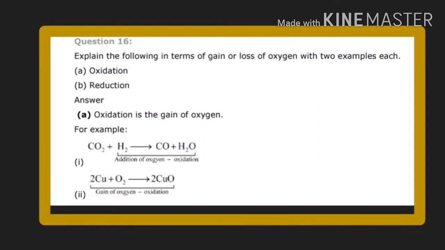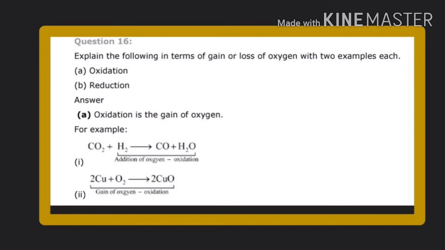Now see, for example, CO2 plus H2 gives CO plus H2O. So here hydrogen gained an oxygen. So that becomes your oxidation reaction. Okay. Now another example is copper plus oxygen gives you copper oxide. So here copper gained an oxygen. So that is again oxidation. So you have to explain only using the terms of oxygen. So only those valid examples can be given.